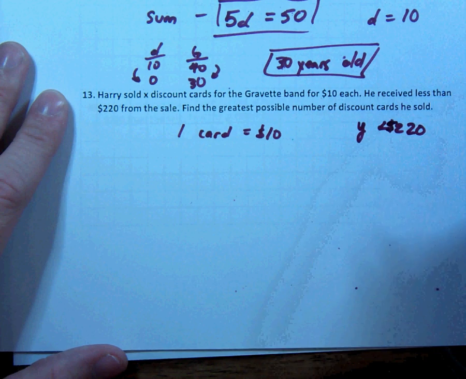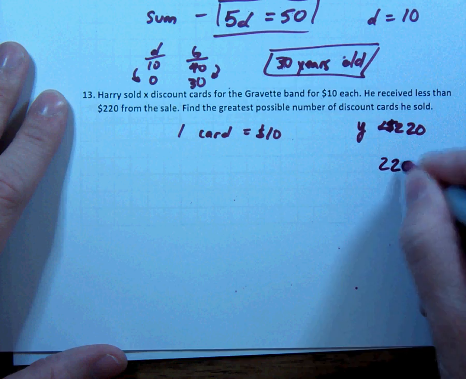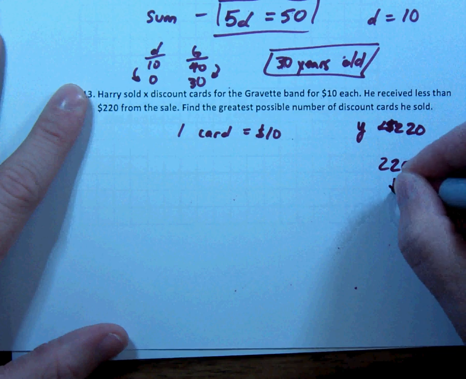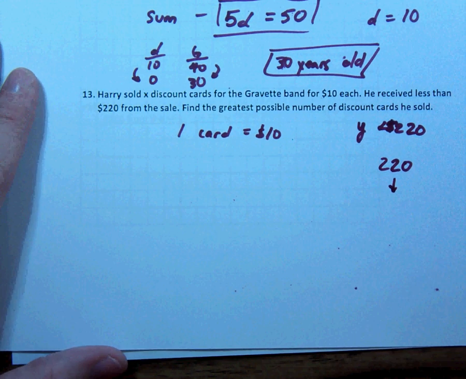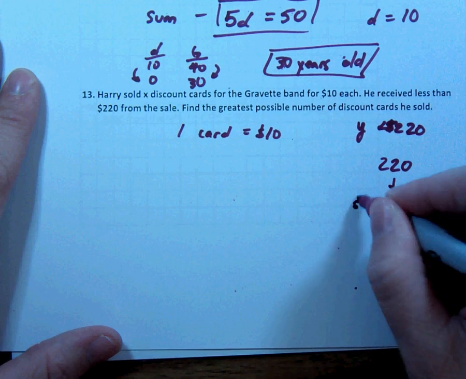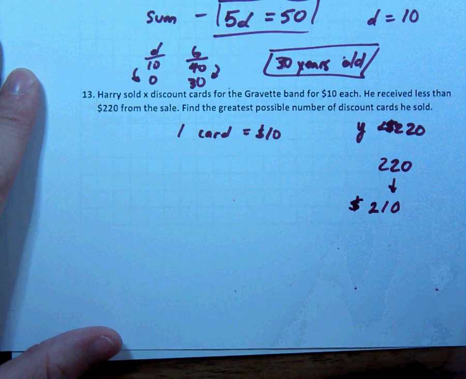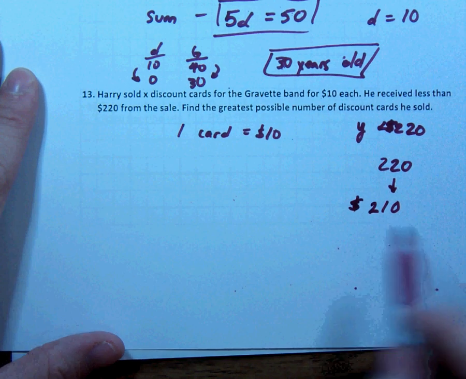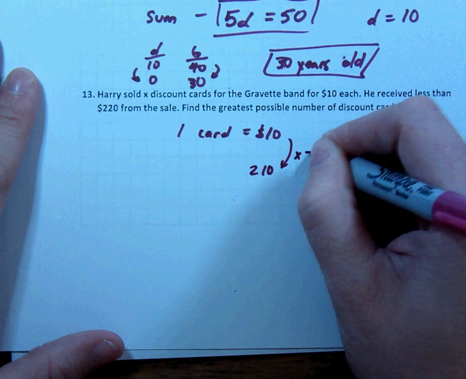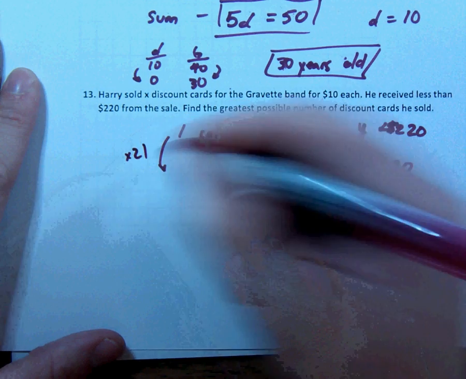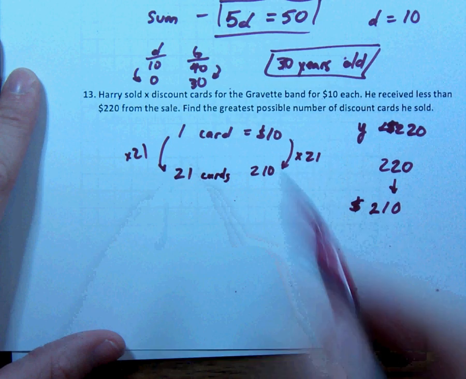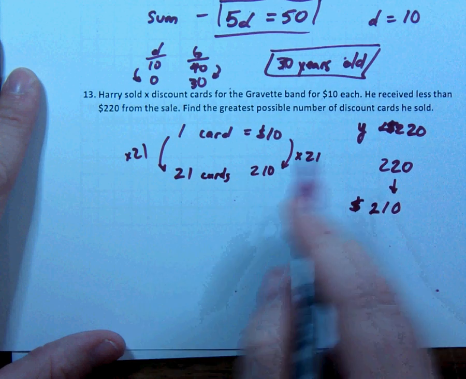So the way I look at this is 220 is a multiple of 10. However, he didn't receive $220. He had to receive less than. So the next highest one he could have received is $210. So that's the most money he could have made since it's less than 220. So if he got $210, to go from here to here, we multiply by 21. Harry sold 21 cards. So that is the greatest possible.